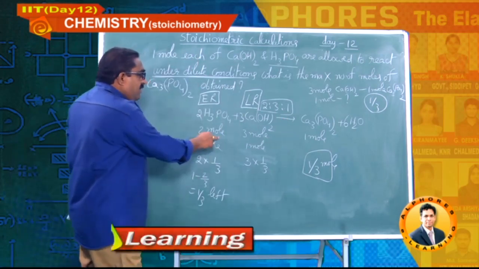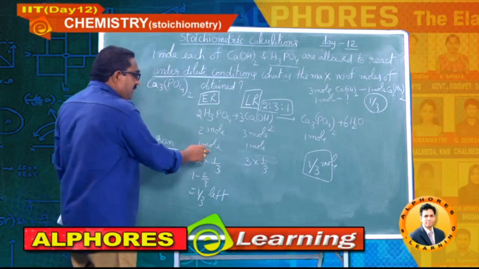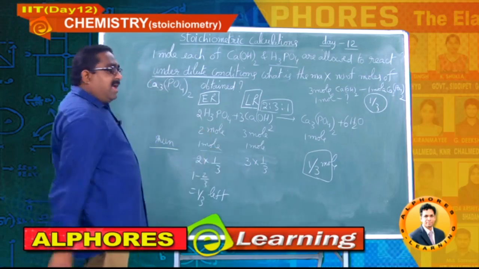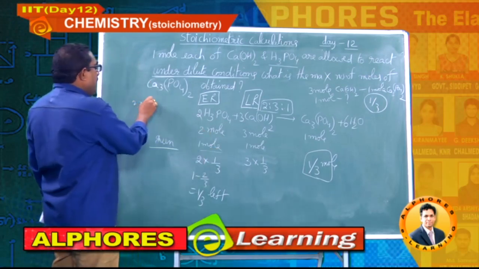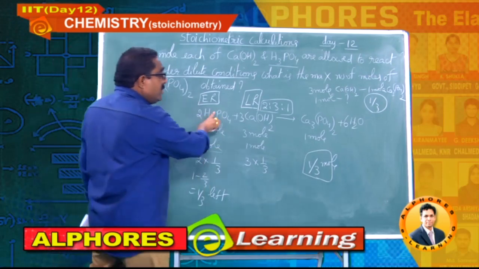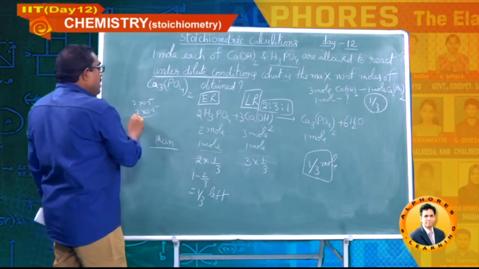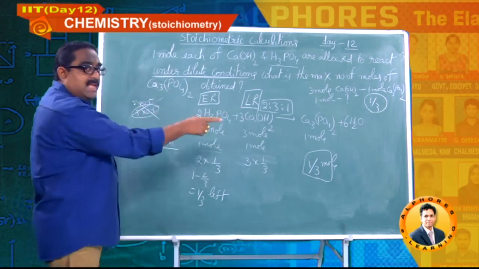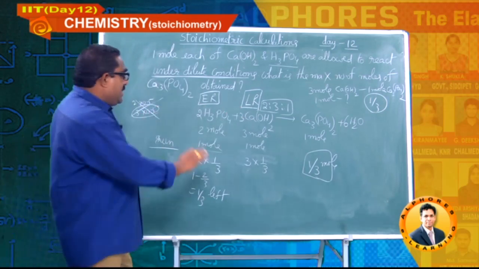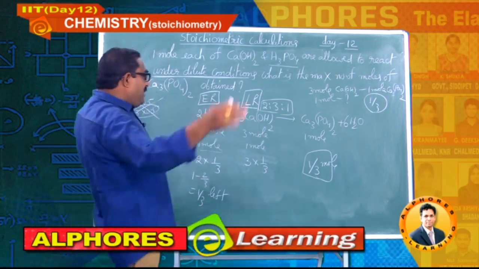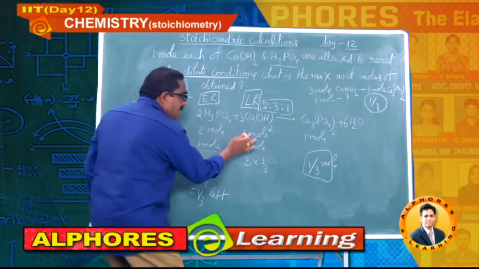But if you start with this, if you made this as 2 into 0.5, the mole ratio is 2 is to 3 for this. So the need of calcium hydroxide will be 1.5, which is not there. That's why I did not go like this. Now I have taken this given data.